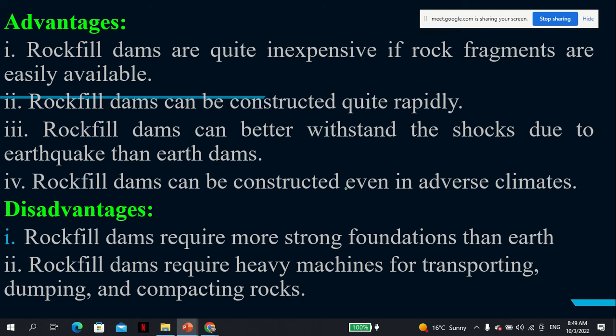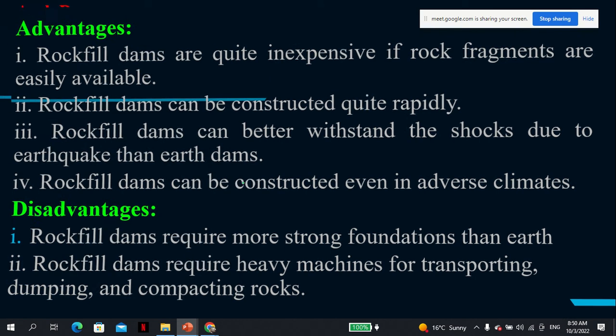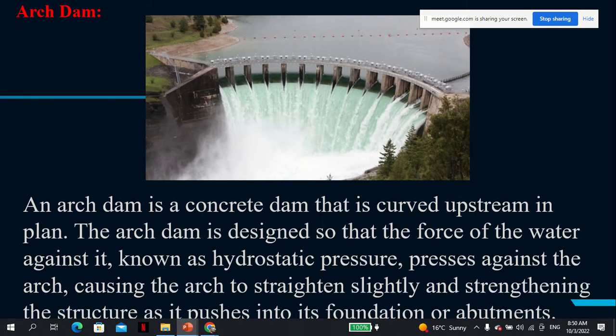Disadvantages: rockfill dams require a stronger foundation than earth dams. Rockfill dams require heavy machines for transporting, dumping and compacting rocks. You need heavy machines because you're dealing with boulders, you're dealing with rocks. You need an effective way to carry them.